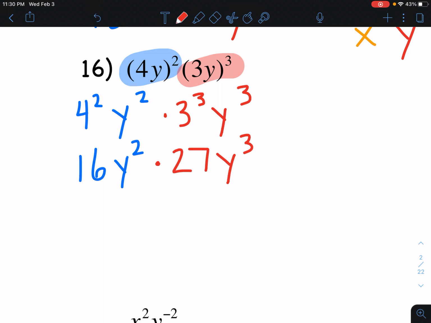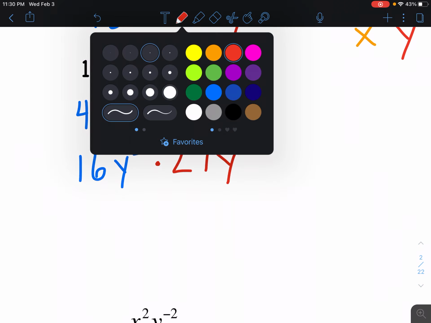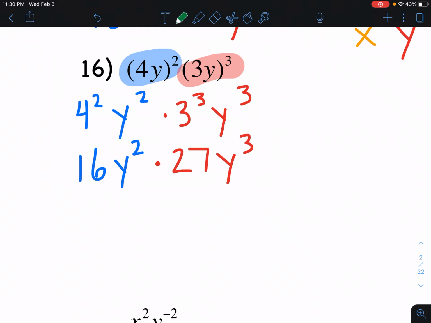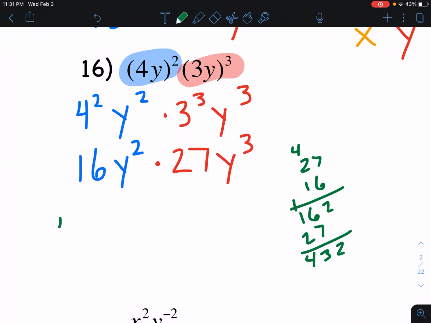And then we could multiply here, 27 times 16. I do not have a calculator on me, so just be patient. So that'll be 432 as your coefficient.